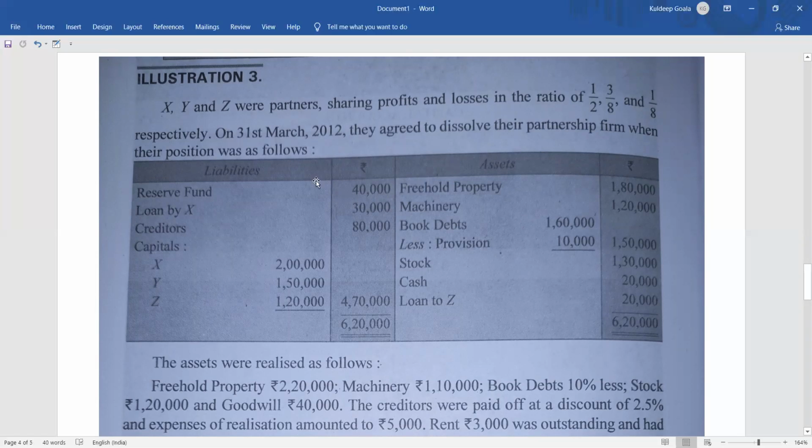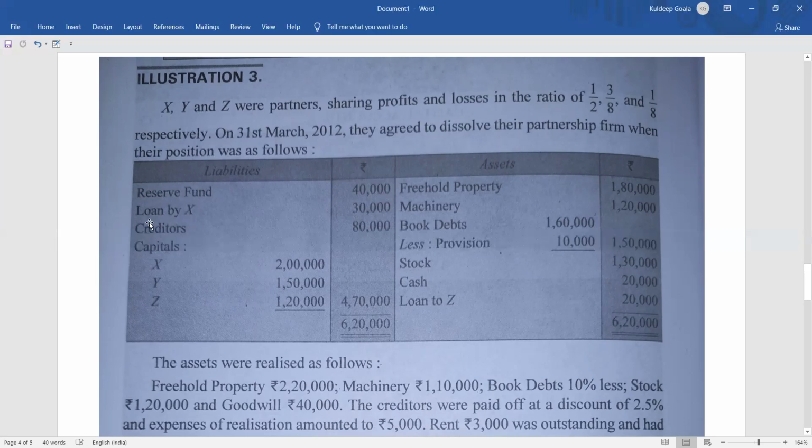Okay, and their position was like this. On 31st of March, they decided to dissolve their business. They agreed to dissolve their partnership firm, where their position was as follows. How the position stands: reserve fund was 40,000. So this 40,000 will go in the partners capital account. Please watch the first day's video properly, otherwise it will not be clear. Okay, so reserve fund of 40,000 will be transferred to partners capital account.